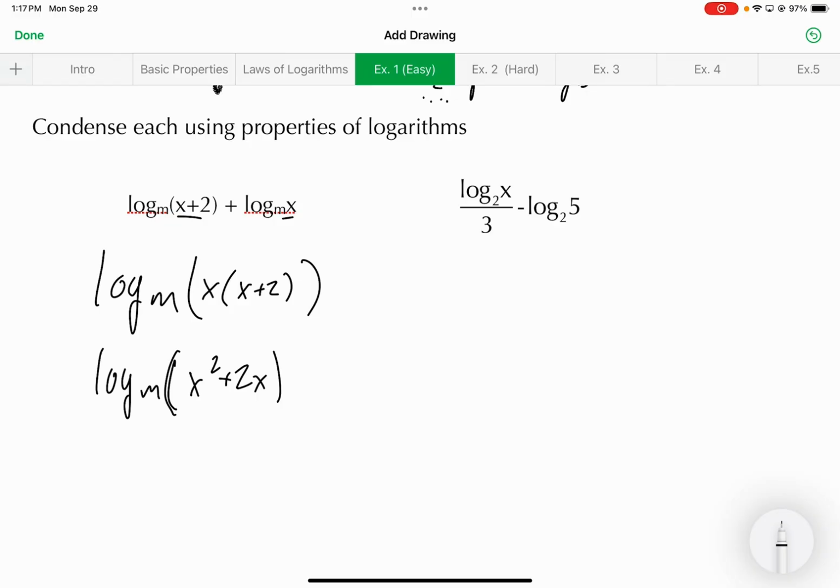All right, what about for the next one? Log base 2 of x over 3 minus log base 2 of 5. What properties would you expect us to use in this situation? Charlie? Quotient for sure. Got that subtraction sign as well too, right? But then log base 2 of x is over 3. I personally think it'd be easier if we rewrote that somehow. If we rewrote that somehow, I think it'd be easier for us to see what we need to do. How could I rewrite log base 2 of x over 3?